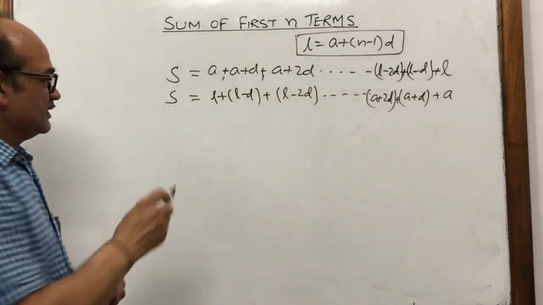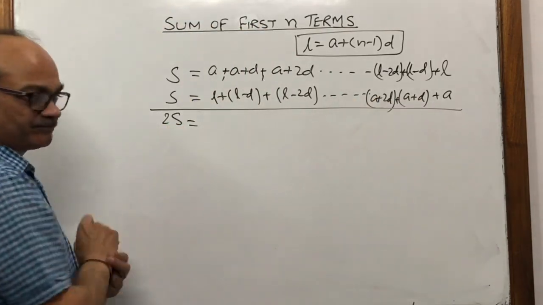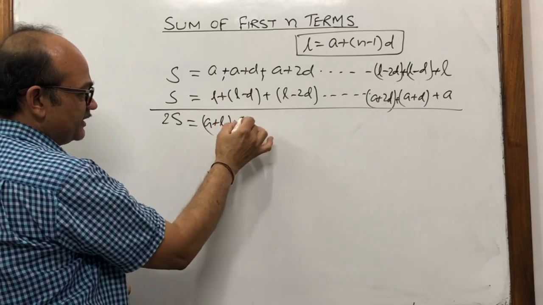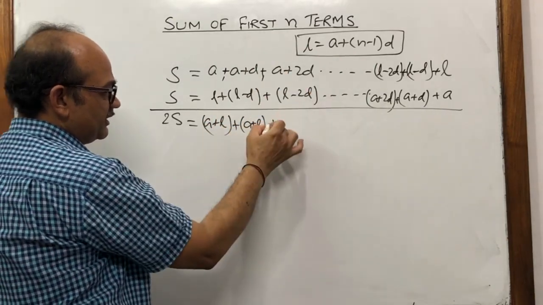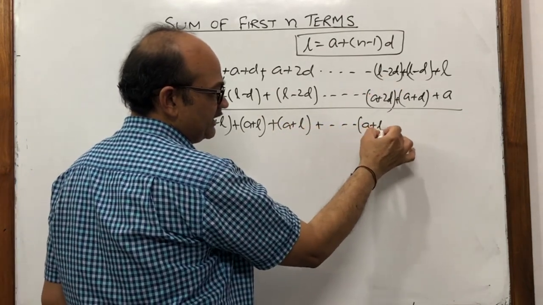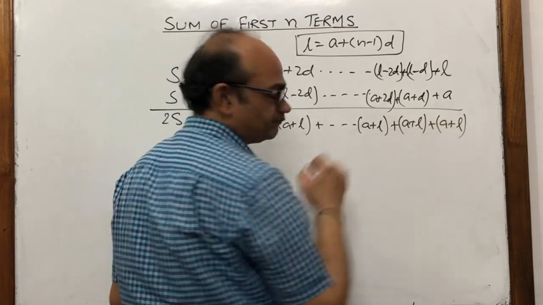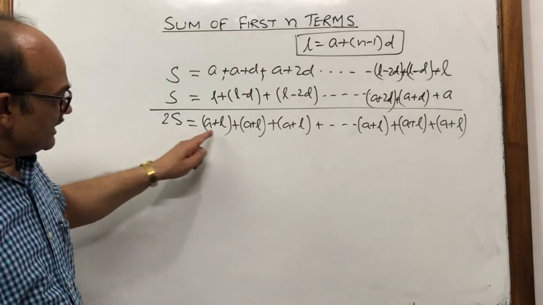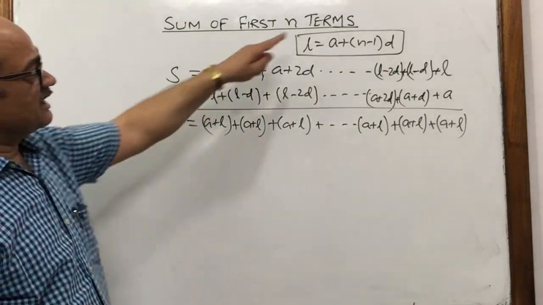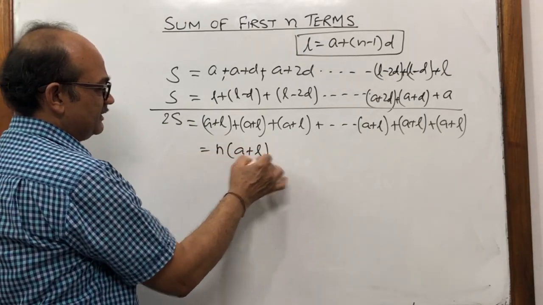The series is there. Now if we add these two, what are we getting? 2S. This is nothing but A plus L. Second time again A plus L. Third time again A plus L. And so on. Every time we are getting A plus L. How many times? Since these are n terms, it means n times A plus L.